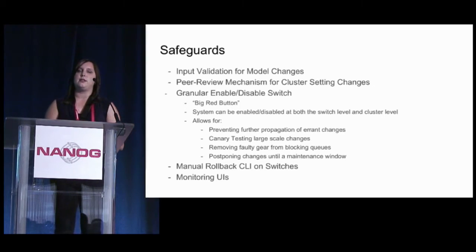Another layer we have is a CLI on the switches that allows us to perform both rollback and shutdown of the system in case our model becomes unavailable for our engineers to access or something goes wrong there. They can still disable it at the switch level. And then, of course, we have our monitoring. I think that's pretty crucial here. We need to watch how our changes propagate through the network and alert if things don't behave as expected.